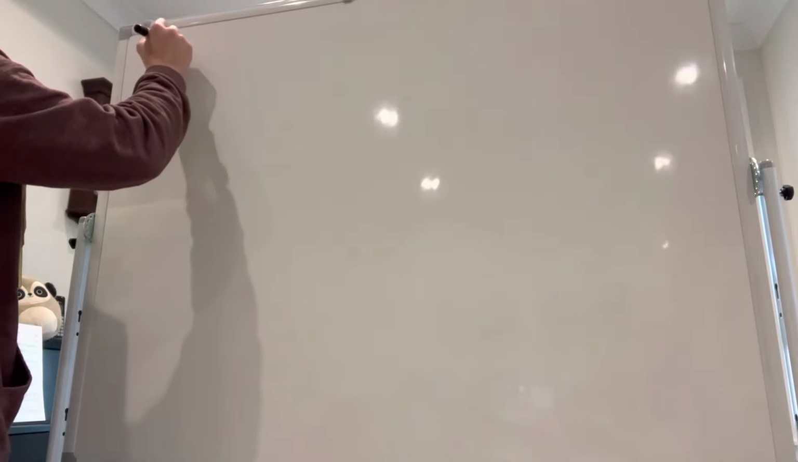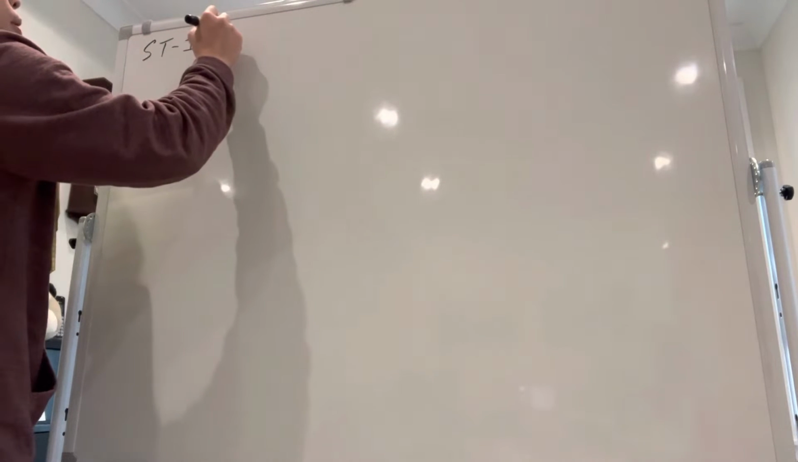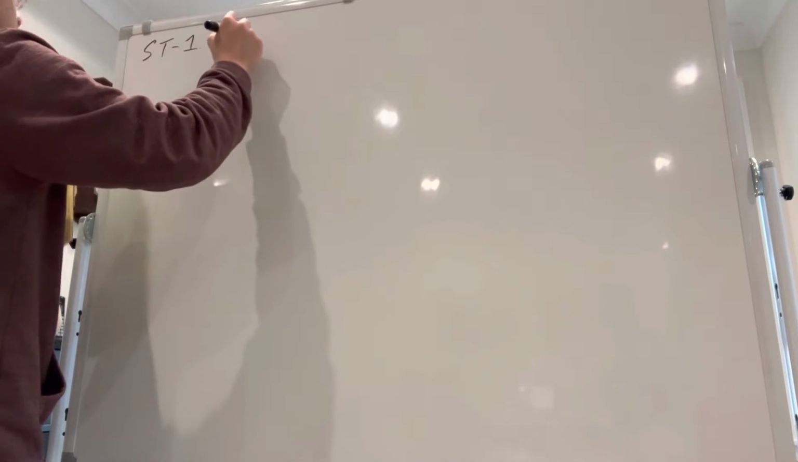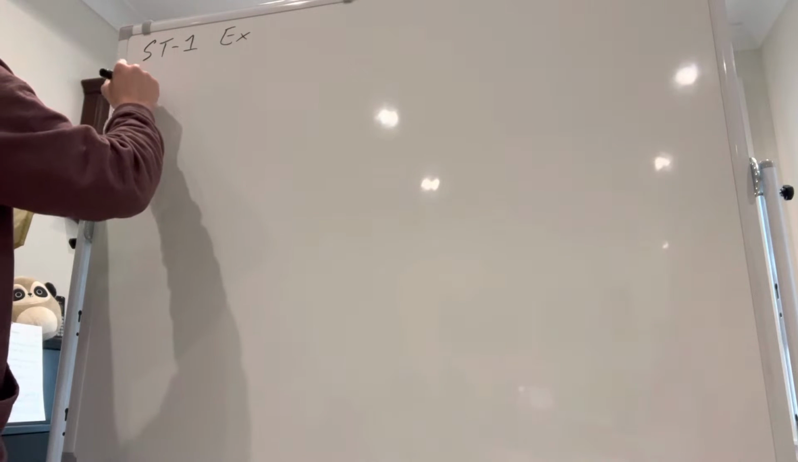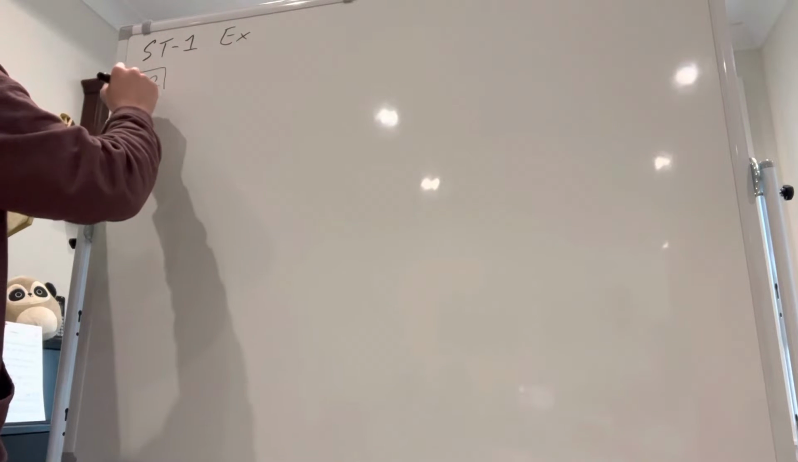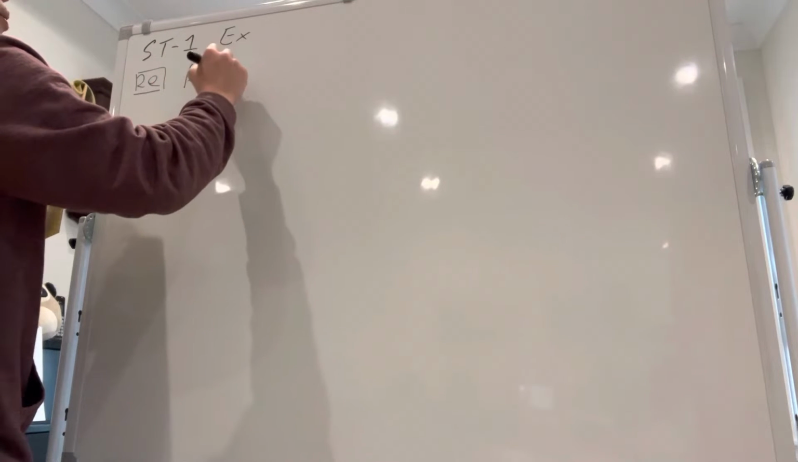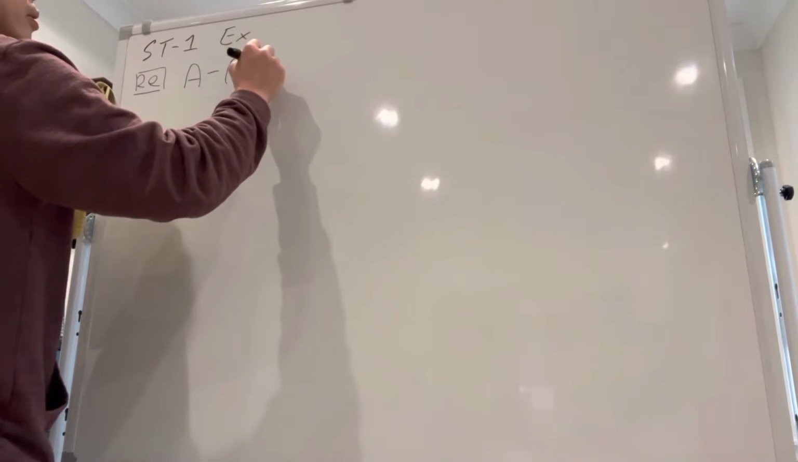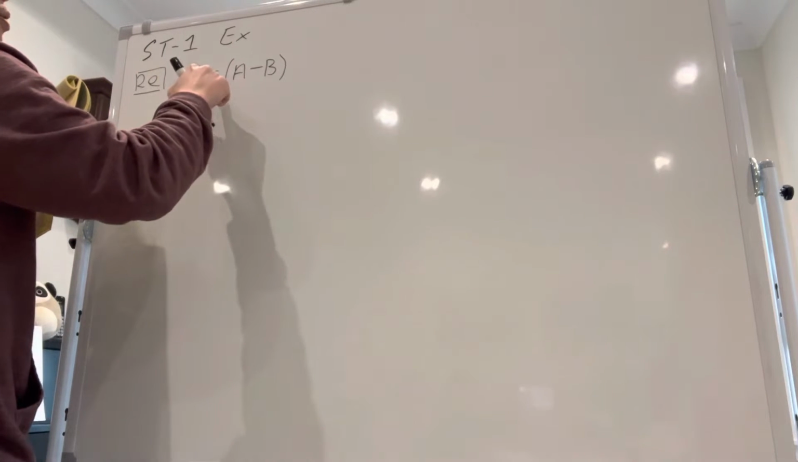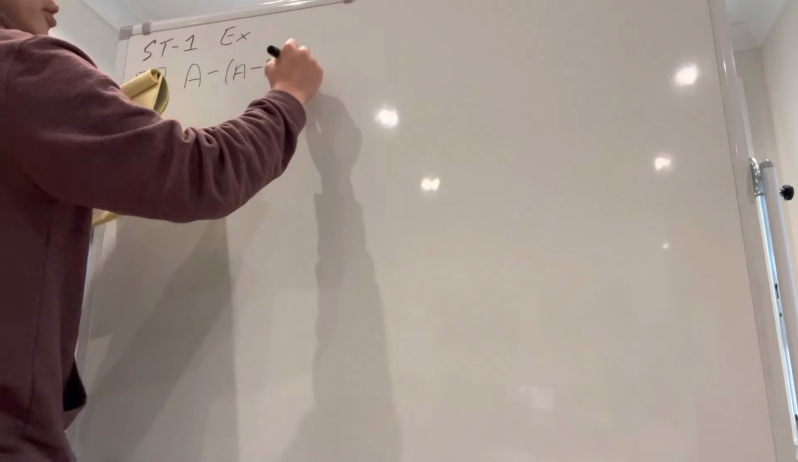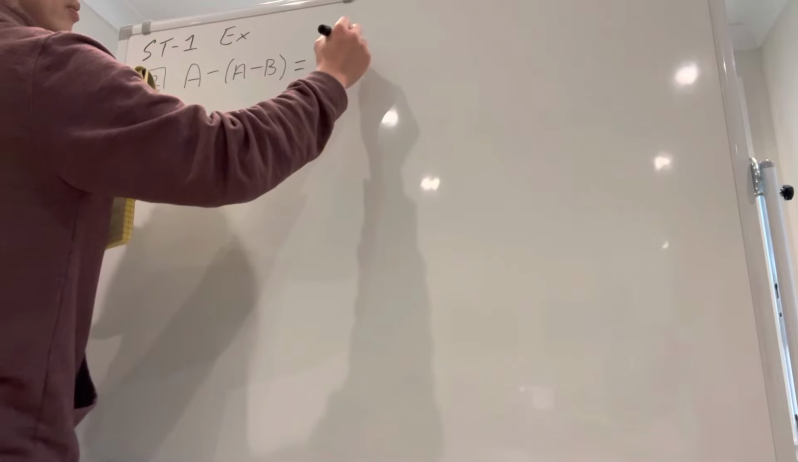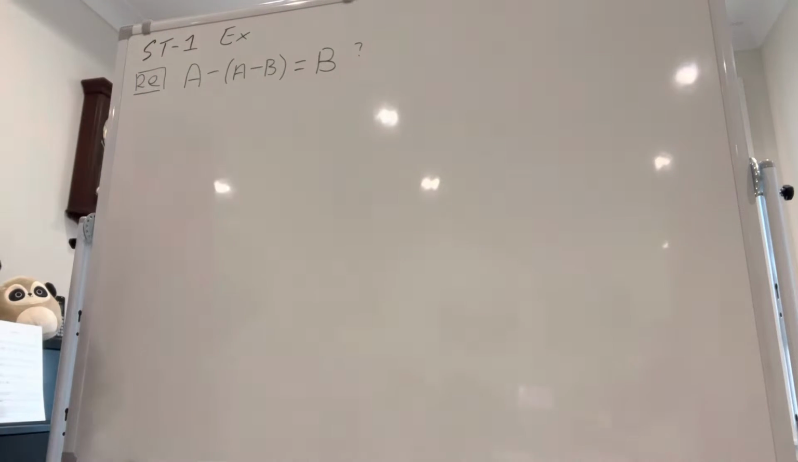So from the first class, I'm going to pick two questions from their homework. One of them is like this. If you have two sets, A minus B, is it always equal to B? It is one of the homework questions.